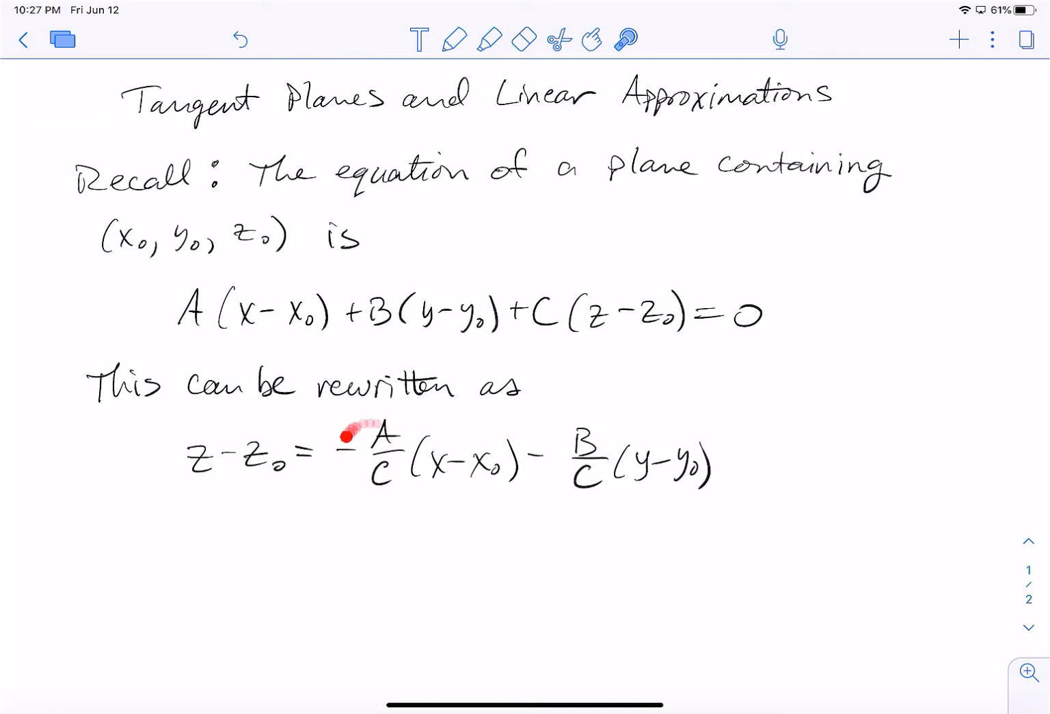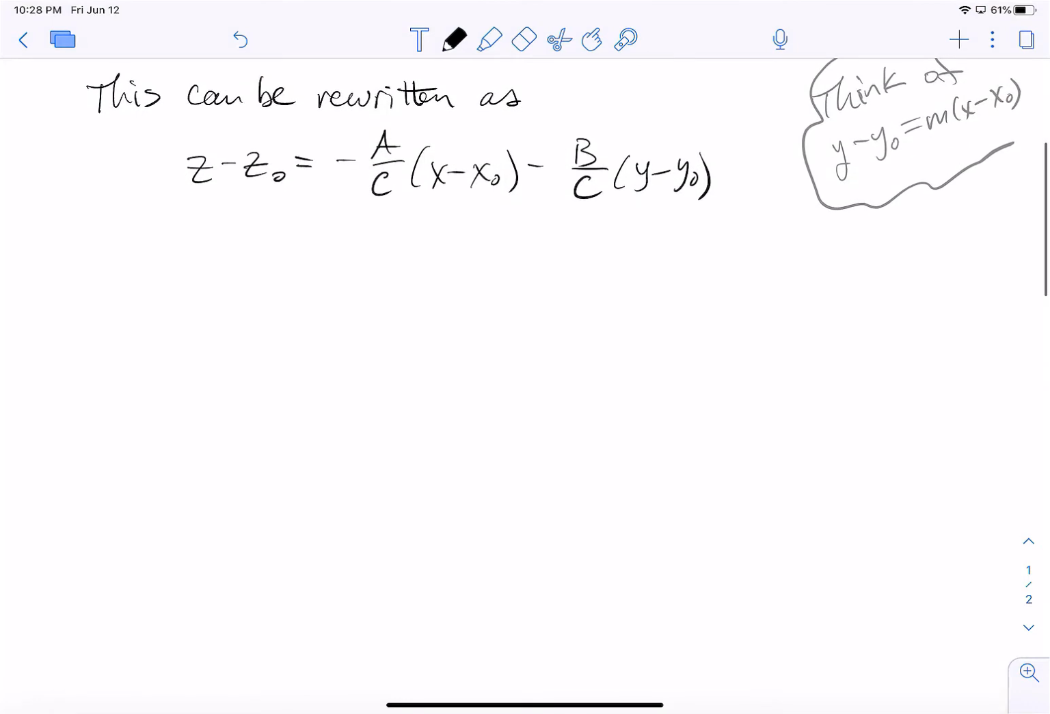Our goal is not going to be to find a over c and b over c or anything like that. But before we move on, I'd like to remind you of an equation of a line in point-slope form. If we think about y minus y0 is equal to m times x minus x0, then what we have is basically a three-dimensional version, for a plane in R3, of what we see in two-dimensional space, which is a line.